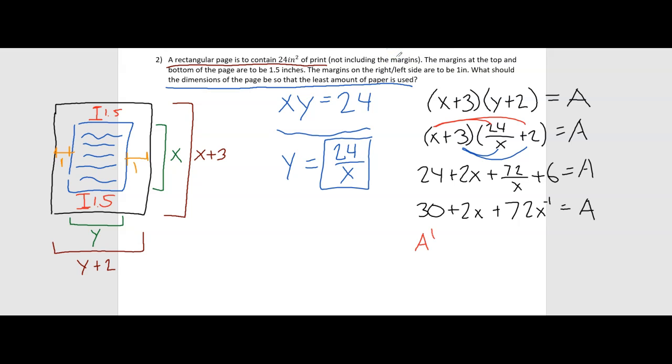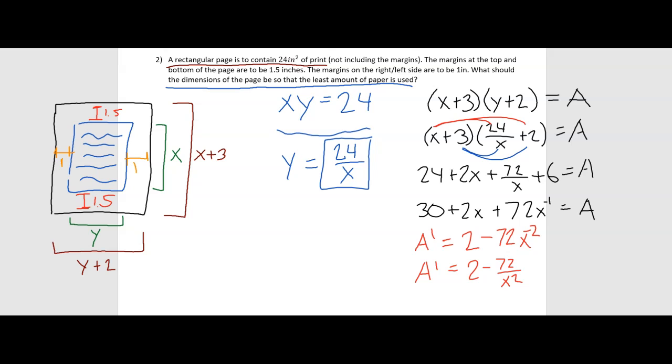I'm going to put my a prime on the left-hand side. So a prime is equal to the derivative of 30, which is 0, the derivative of 2x, which is 2, minus 72 times x to the power of negative 2, which gives me a prime is equal to 2 minus 72 over x squared.